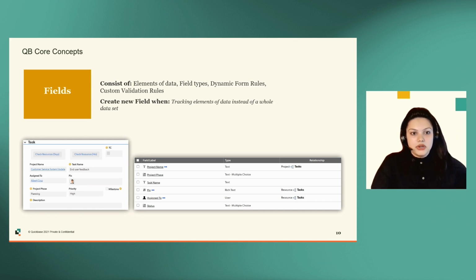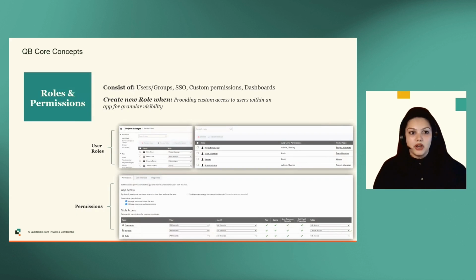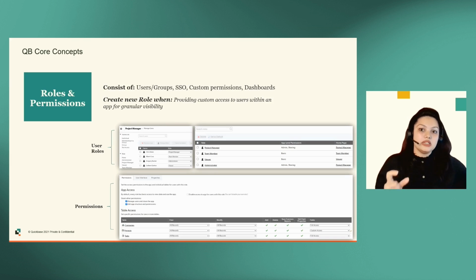Awesome. So now that we know about fields, let's move on to roles and permissions. Roles and permissions are your users, who are people who are allowed to access your Quickbase application and collaborate over your data within your app. They can also be grouped, so you can create user groups. You can also enable single sign-on access. You can create custom permissions for those users, and you can assign a user-based dashboard through roles and permissions as well. So roles and permissions kind of speaks for itself.